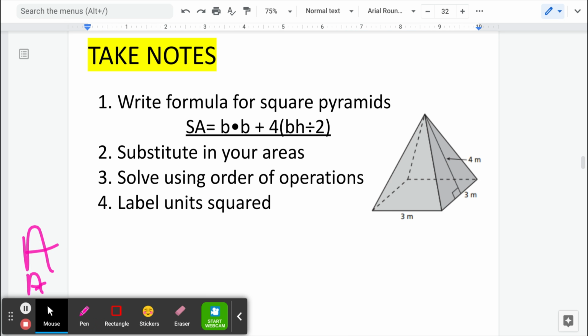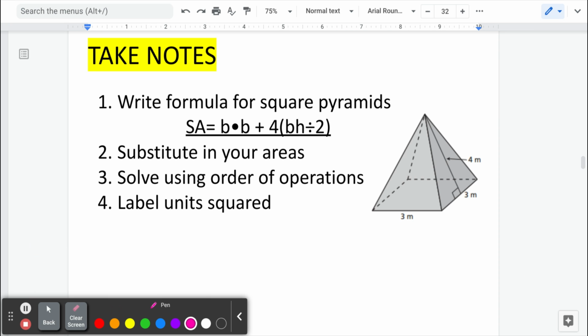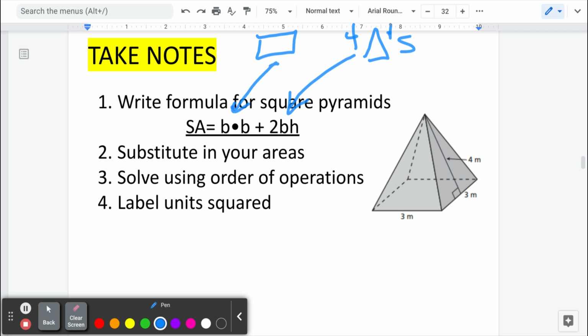So make sure you take some notes on this. First, we're going to write that formula. So we have base times base. Remember, that's giving you the area of our square here. So that's the area of our square. Plus 2 base times height, which is going to give you the area of all 4 triangles.